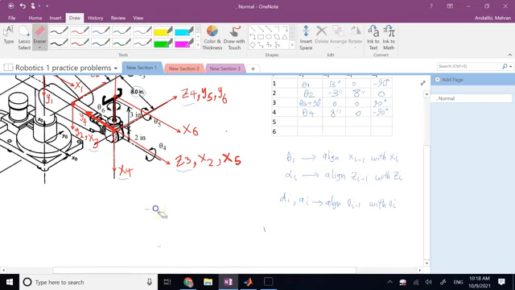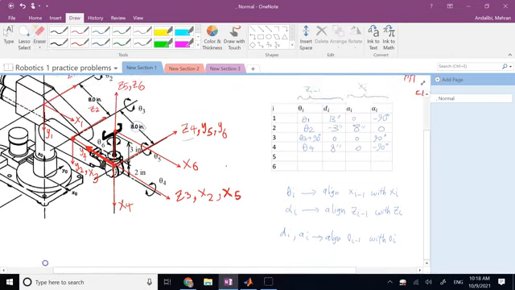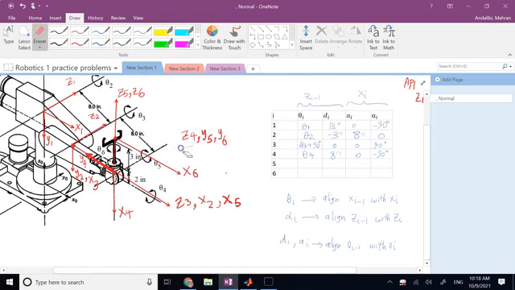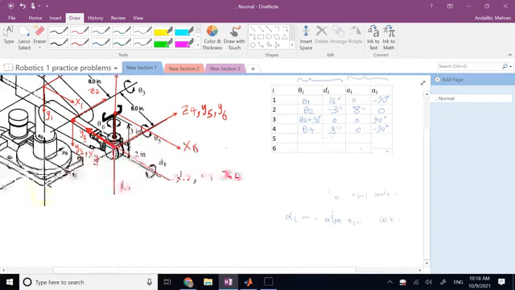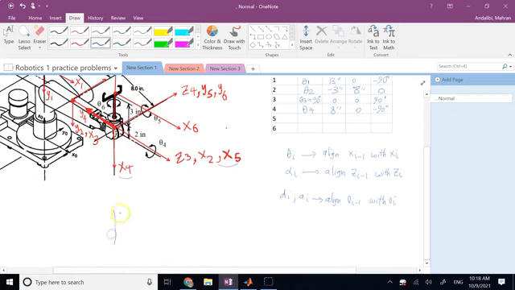Fine. Now let's go to the next one. The next one is going from 4 to 5. And now if you look, your x4 is here, your x5 is here, right? And then rotation number 5 is going to be this guy here. So this is x4, this is x5, this is z4.